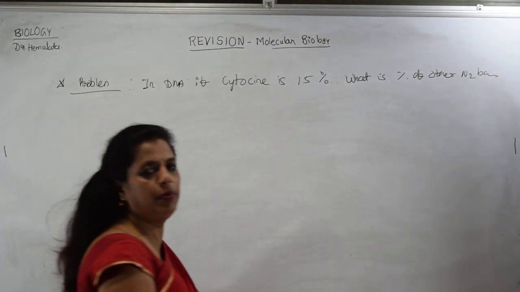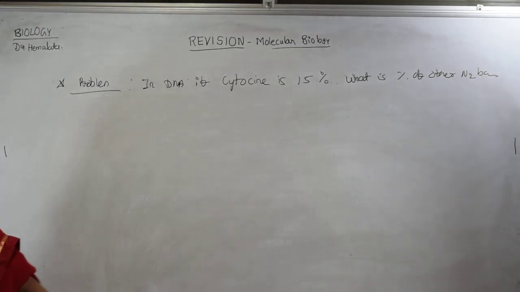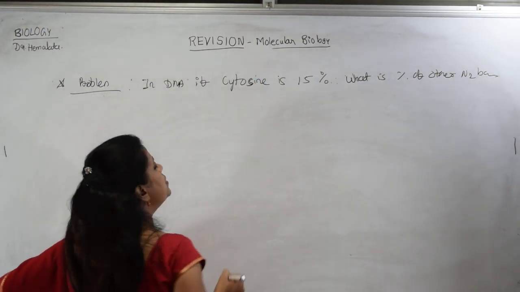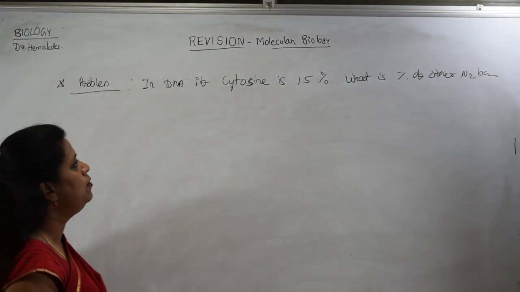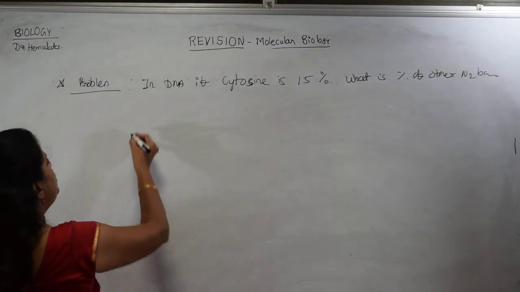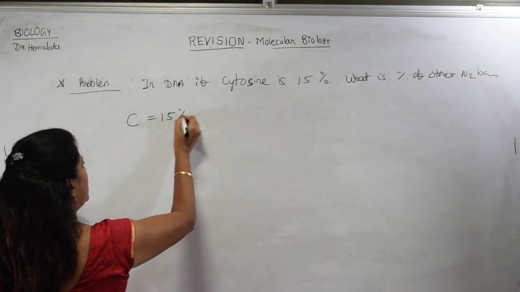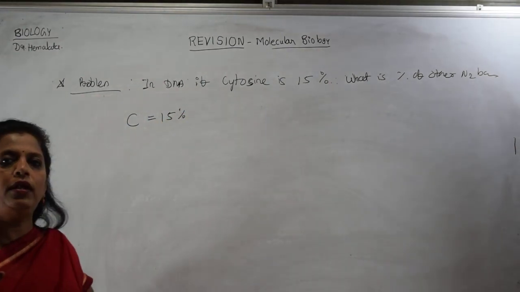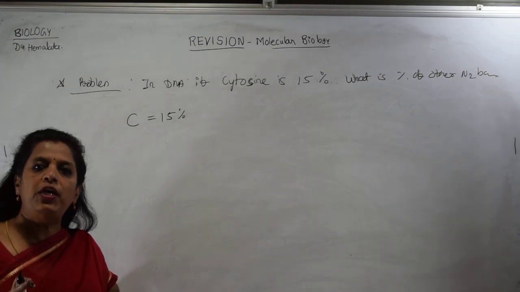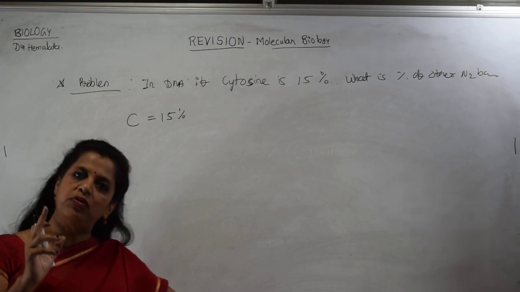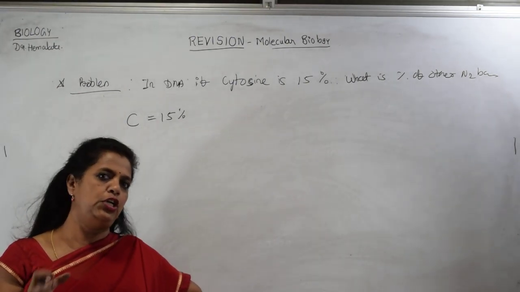This way the question will be there. Okay? So what is this explaining? Cytosine is around 15%. Right? So C is equal to 15%. Okay? And you already know that there is a base pair equality rule saying that the amount of cytosine should be equal to the amount of guanine, or C equal to G, G equal to C.